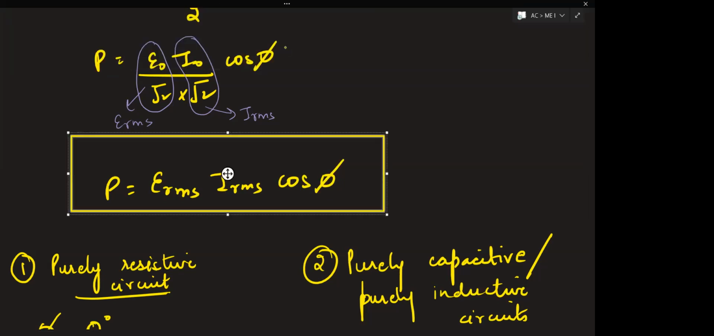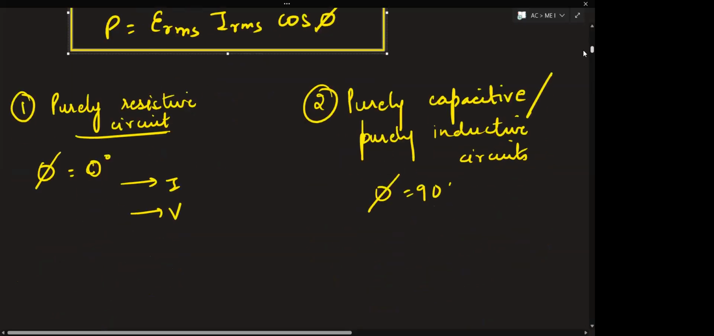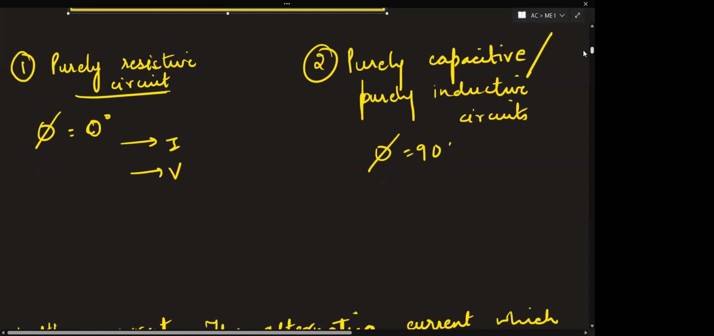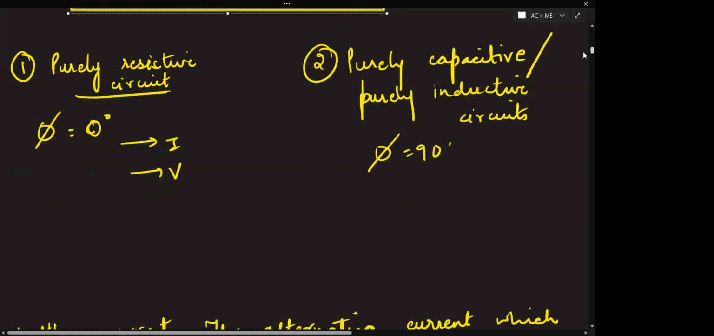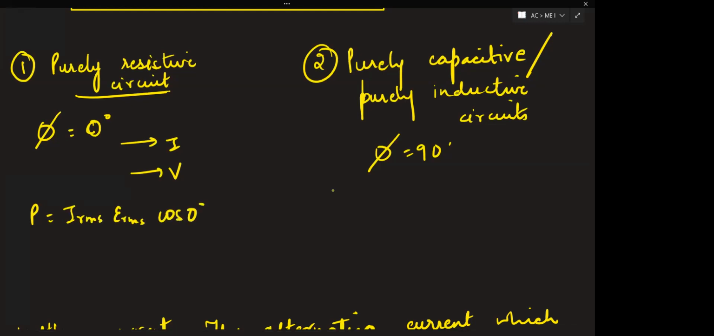Now see, if you have a purely resistive circuit, we have seen that for a purely resistive circuit, current and voltage are in the same phase. So it means if voltage and current are in the same phase, phi will be 0. So this becomes P is equal to IRMS ERMS cos 0 degree. That gives you IRMS multiplied by ERMS.